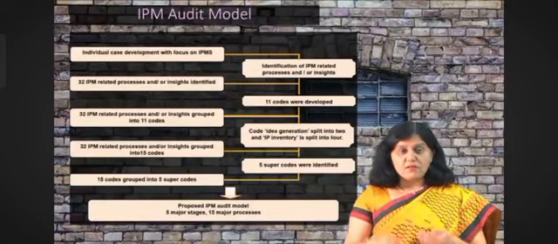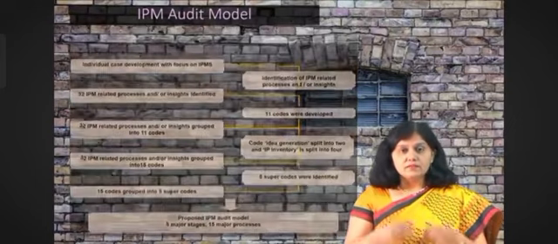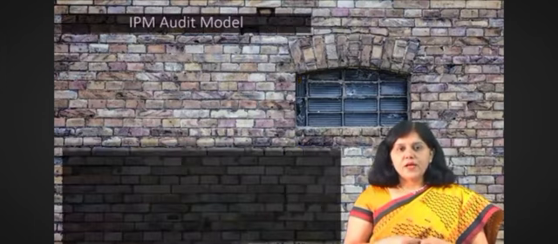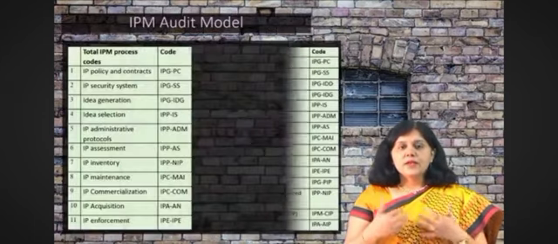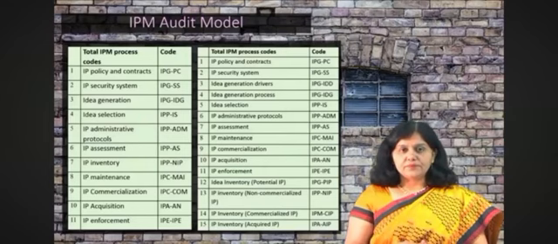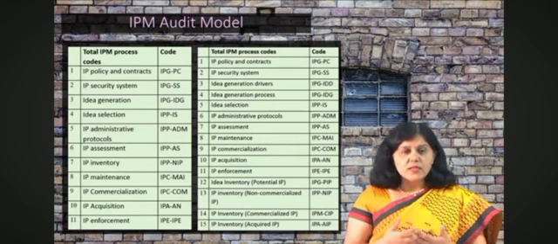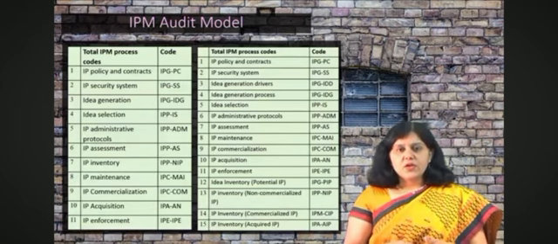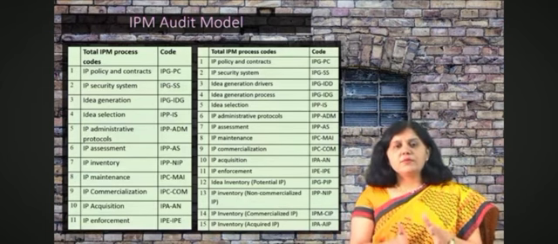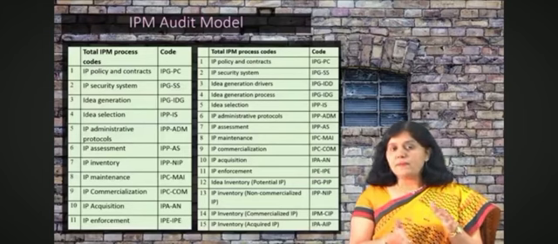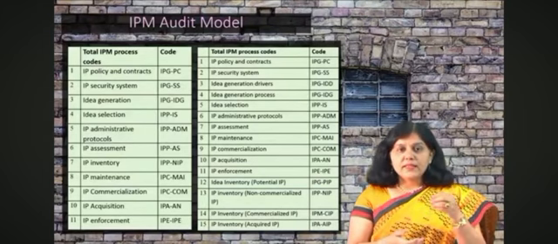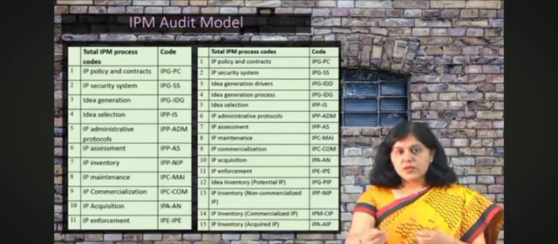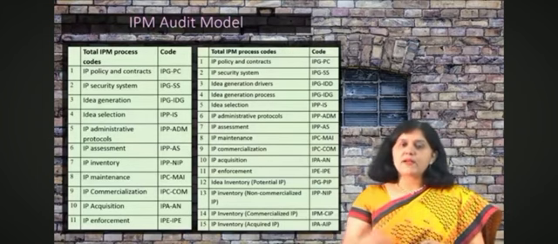Now, what are the 11 processes, or 11 codes, whatever we have identified. Because when we think of IP management, there are so many processes, almost 130 plus processes. So we have clubbed all 130 processes into 32 IPM related processes, and then we have coded them to just 11 codes and then expanded to 15.